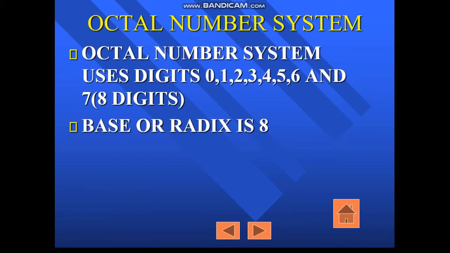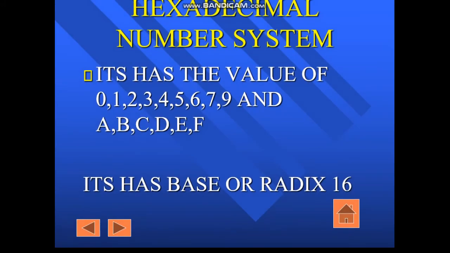Let's move on to the last one, the hexadecimal number system. It has the values 0, 1, 2, 3, 4, 5, 6, 7, 8, 9, and at the same time it has A to F: A, B, C, D, E, F. So it has the base or radix 16, as I told you earlier, the number of digits it contains is represented in the base or radix.